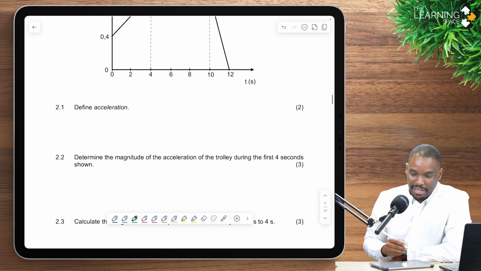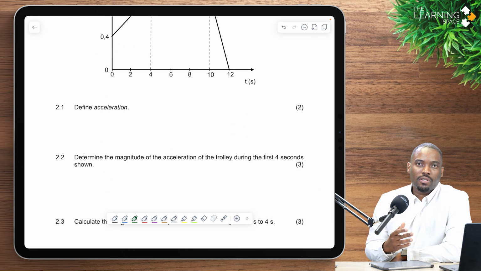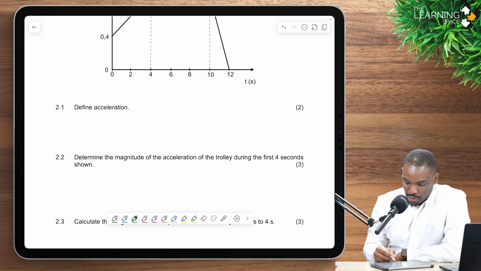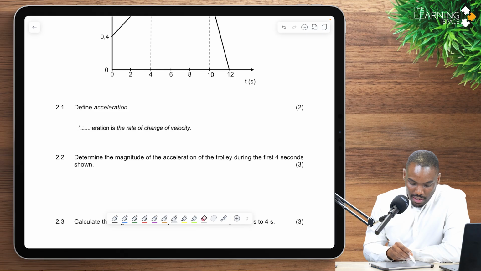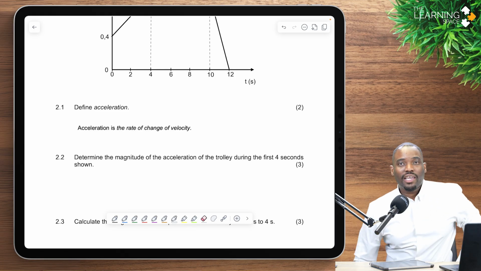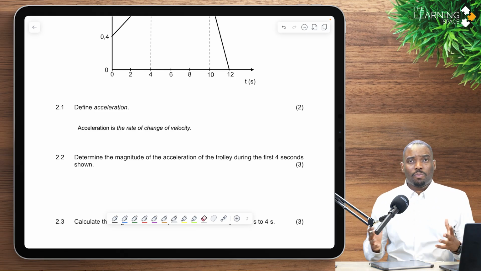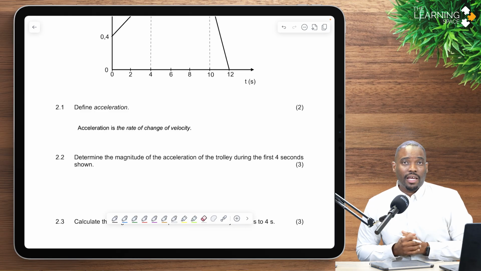2.1 says, define acceleration. Again, definitions are a nice low-hanging fruit. Make sure you learn your definitions. There's a lot of marks that you can get from that. So the definition of acceleration is as follows. Acceleration is the rate of change of velocity. Super simple, super easy. That's how you get the 2 marks for that question.